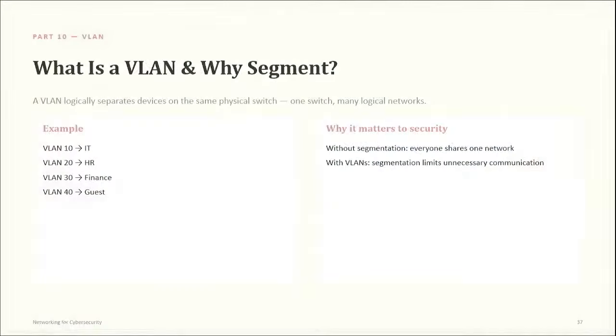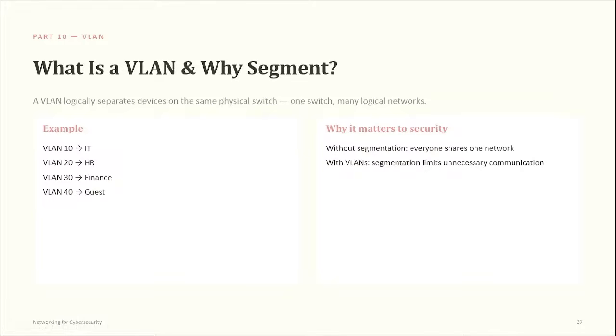So, what is a VLAN and why segment? A VLAN logically separates devices on the same physical switch. One switch, many logical networks. For example, VLAN 10 is IT, VLAN 20 is HR, VLAN 30 is finance, and VLAN 40 is another department. Breaking it into smaller networks.